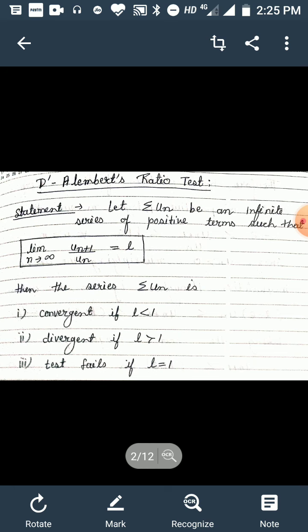So D'Alembert's ratio test, the statement is: let summation un be an infinite series of positive terms such that limit n tending to infinity un plus 1 by un is equal to L. Then the series summation un is first convergent if L is less than 1, second divergent if L is greater than 1, and test fails if L is equal to 1. This is a very important test for your syllabus. So learn this statement carefully.